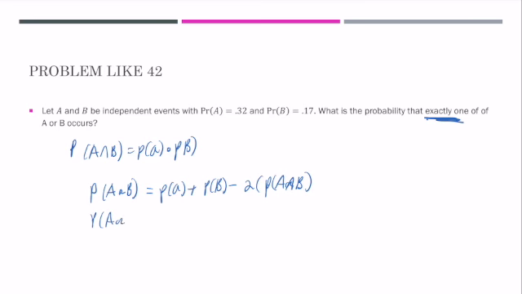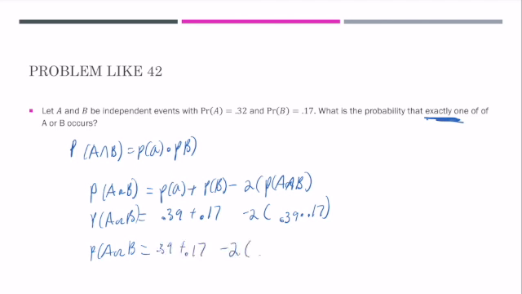So I have 0.39 plus 0.17 minus 2 times 0.39 times 0.17. So the probability equals 0.39 plus 0.17 minus 2 times 0.0663, and that's going to give us 0.4274. We want to round that typically to just 2 decimal places. Anything more is showing off.